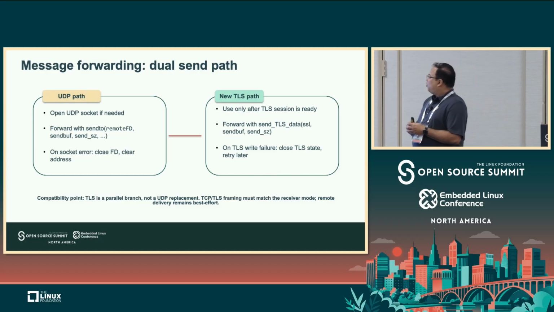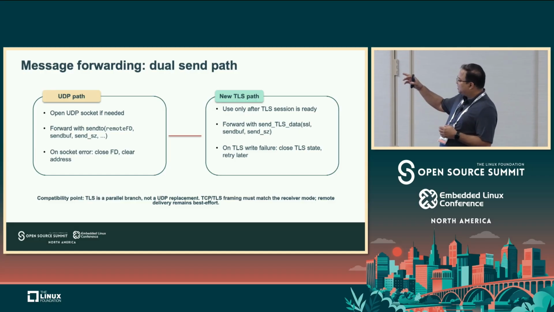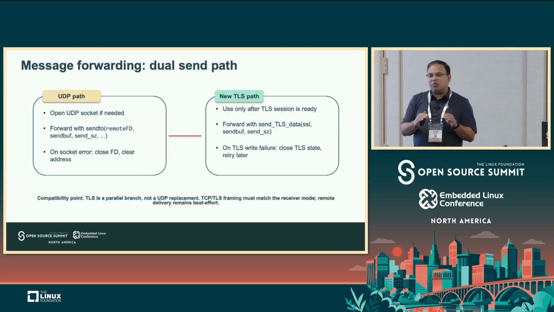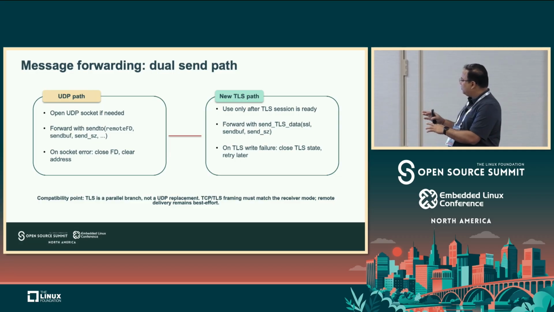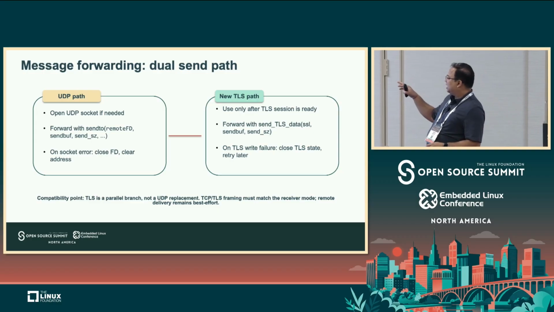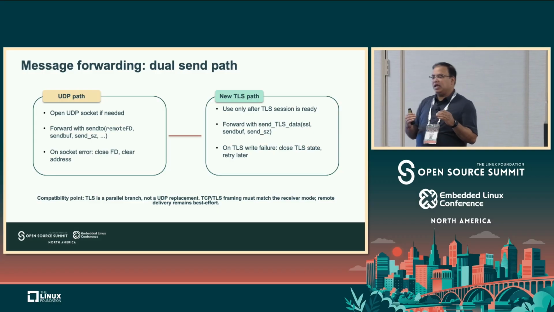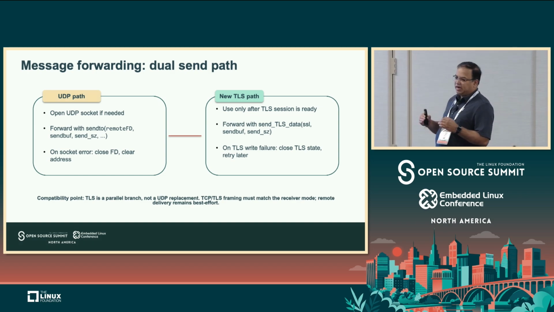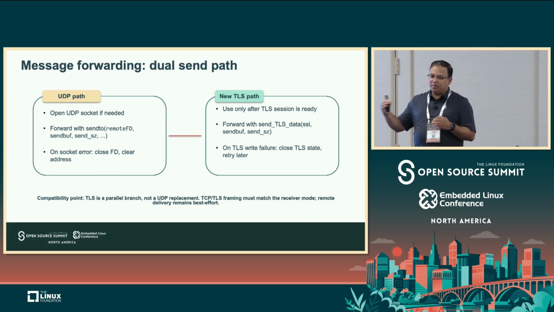This is the message forwarding path. So we have the existing path, which is untouched. Whatever is currently supported by upstream has been completely preserved. The new TLS path has been implemented. If somebody opts in for this, this path will be used to send the messages in an encrypted format.